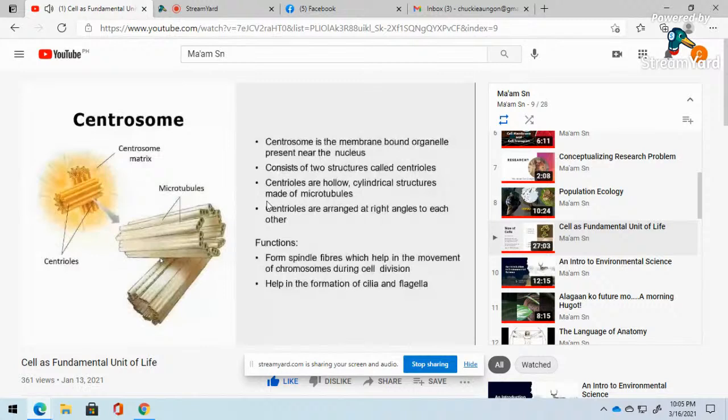Next we have the centrosome. So the centrosome is the membrane-bound organelle present near the nucleus. It consists of two structures called the centrioles, and centrioles are hollow cylindrical structures made of microtubules. Now, centrioles are arranged at right angles to each other. So, the function is to form spindle fibers which help in the movement of the chromosomes during cell division. It also helps in the formation of the cilia and flagella.